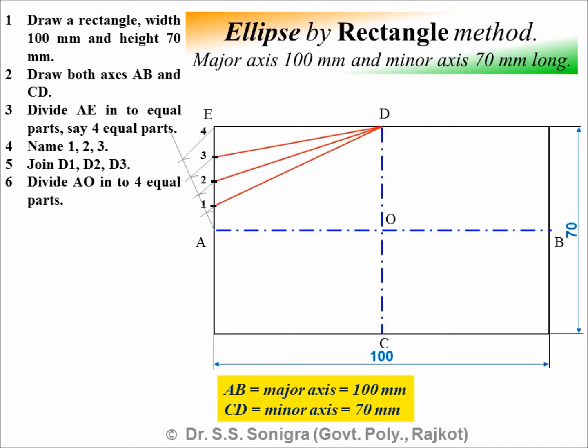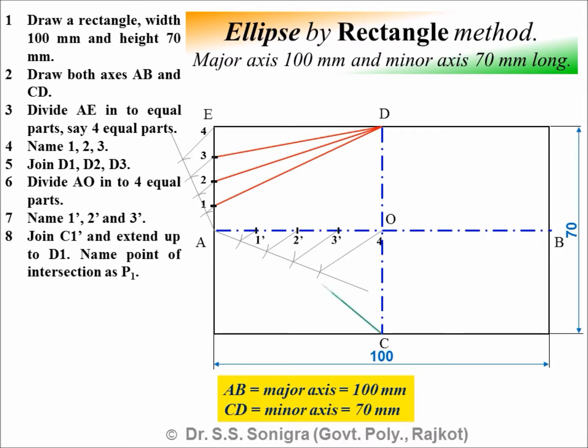Now divide AO into an equal number of parts. Here total AB width is 100 mm, so AO will be equal to 50 mm. So divide this 50 mm into an equal number of parts, say 1', 2', 3' and 4'. Here AE is divided into 4 parts. Similarly, AO should be divided into 4 equal parts. If we divide AE into 5 parts, we have to divide AO into 5 parts.